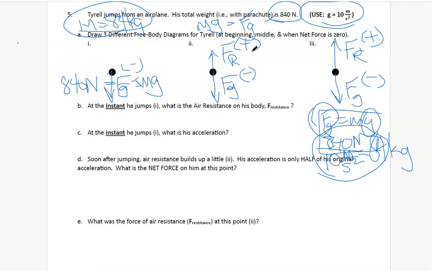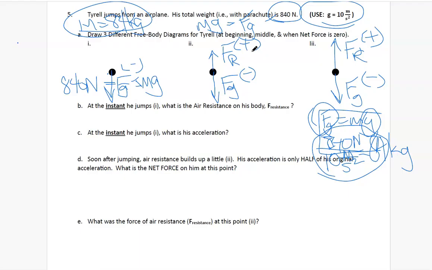Now you might ask, well, does the air resistance build up any more than this? Well, it does not, because at this point, there's no net force on his body. He stops accelerating, which means he stops going any faster, and he can't rub against the air any faster. So that's the last air resistance value you're going to find until he opens up his parachute.